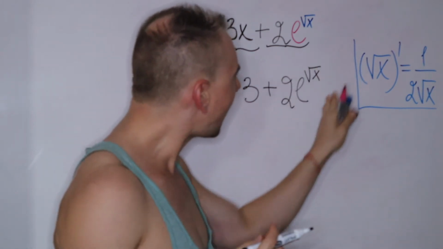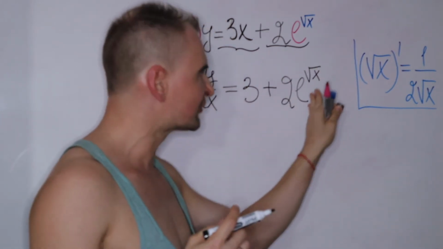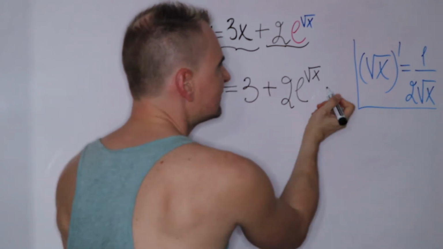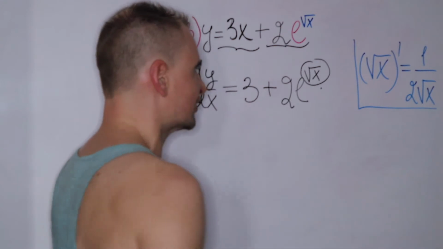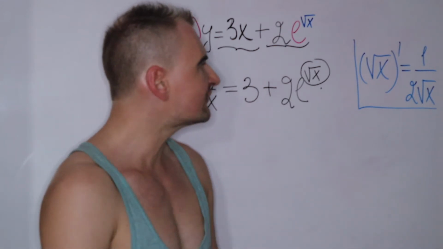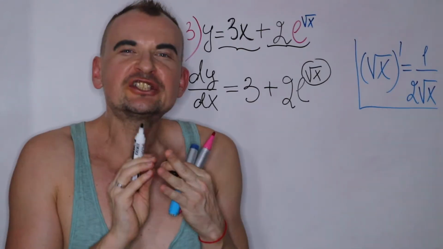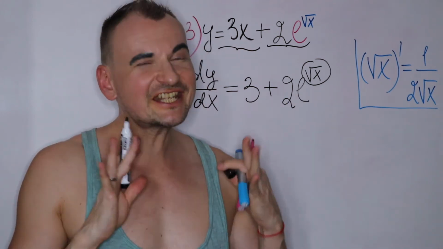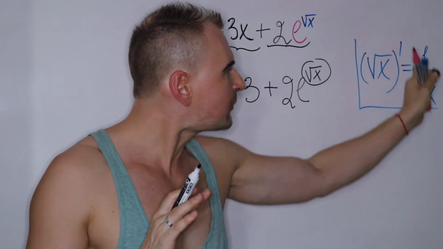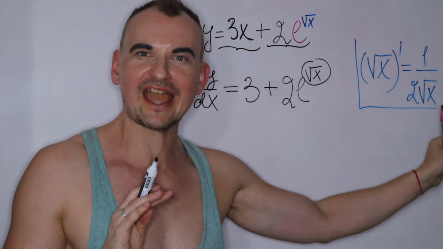So the derivative of the outside function is e to the square root of x, and this function gets multiplied by the derivative of the inside function. The inside function is square root of x, and all you need to do is just figure out what the derivative of square root of x is. So the derivative of square root of x is 1 over 2 square root of x.